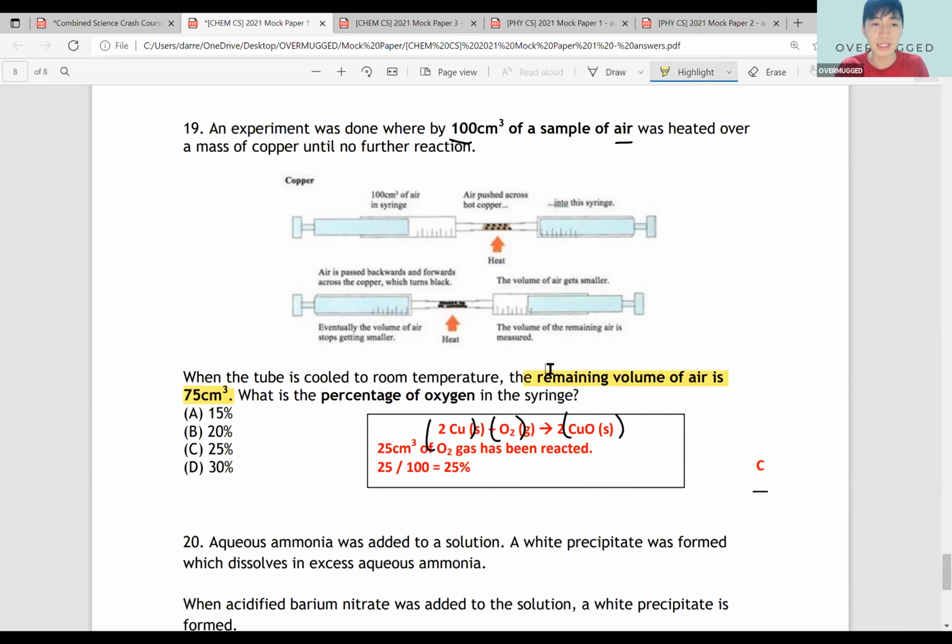What this implies is that 25 cm cubed of oxygen has reacted. So if I have 25 cm cubed of oxygen inside a 100 cm cubed sample of air, it means that the percentage of oxygen is 25%. Okay, so if you ever see a question with this test tube and this metal and everything, just recall that this is about percentage composition of air.